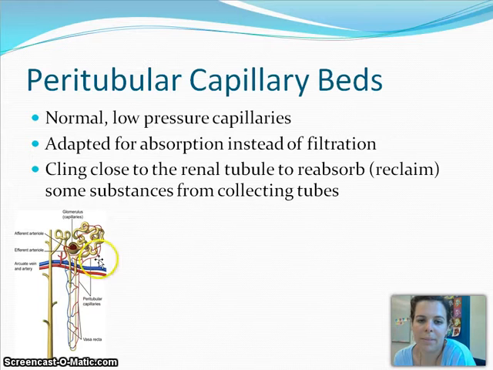In the peritubular capillary beds, those are some normal low pressure capillaries. And what they do is they absorb. So there's not stuff coming out, they're taking things in. They're reclaiming some of the substances that came out of the glomerulus, and they're doing that through the collecting tubes.